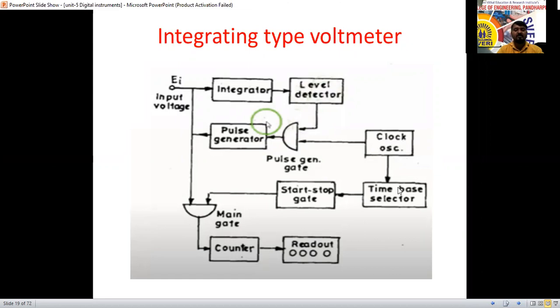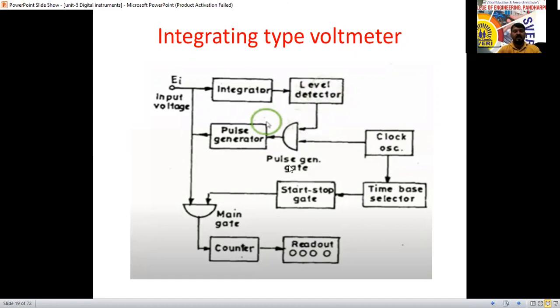So the time based selector we are using here now. From this one, the start stop gate again. We have to stop or start here. One input is given from the pulse, another input is given. This is the main gate here now. Based on that, how many times the trigger is going to count, it is going to consider here now. It will count and it will give the display of that.